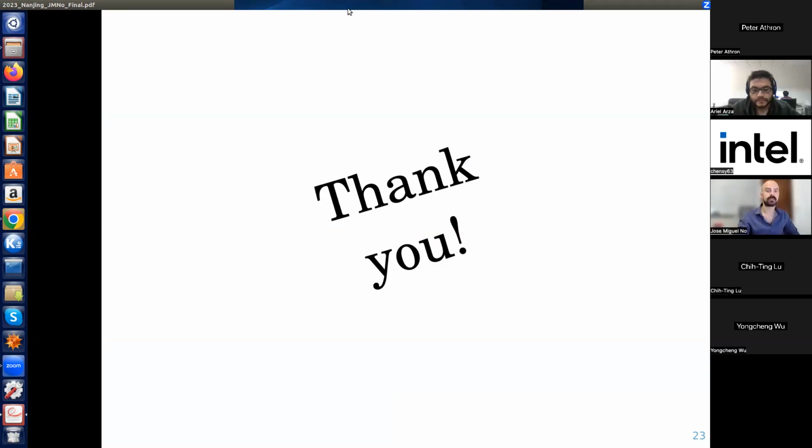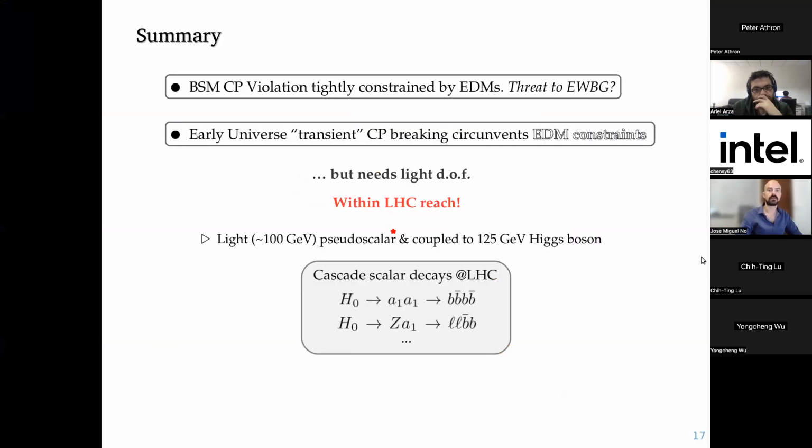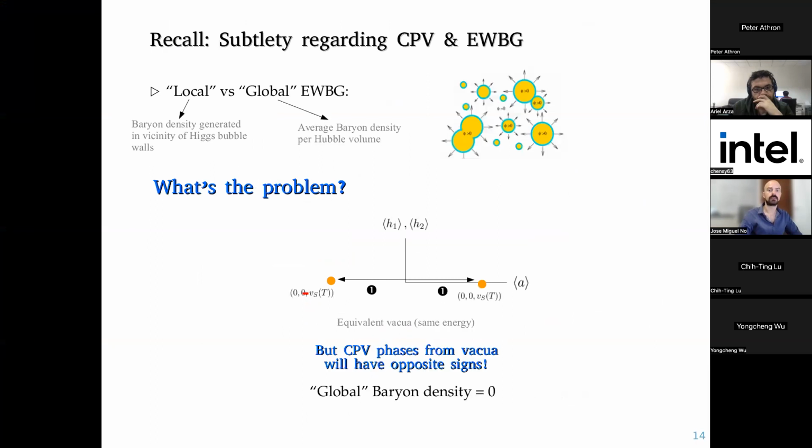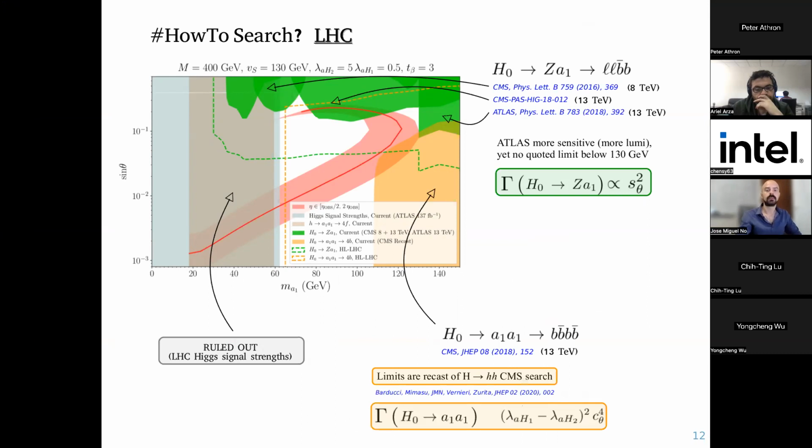Yongchen here. I'm wondering, you mentioned the constraint from the LHC, ATLAS and CMS, for the first case. I think it's for the singlet, and you show the future coverage from H0 to singlet will cover most of the parameter space. Do those searches depend on the mass of this H naught?